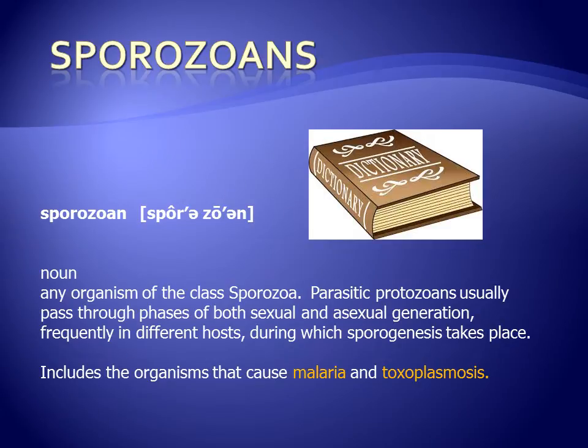In this unit, we're going to look at some of the sporozoan organisms. A sporozoan falls in the class Sporozoa. The parasitic protozoa that are sporozoans usually pass through phases of sexual and asexual generation. Typically, they use different hosts, and in one of the hosts, sporogenesis takes place. Organisms in this class include the organisms that cause malaria and toxoplasmosis.